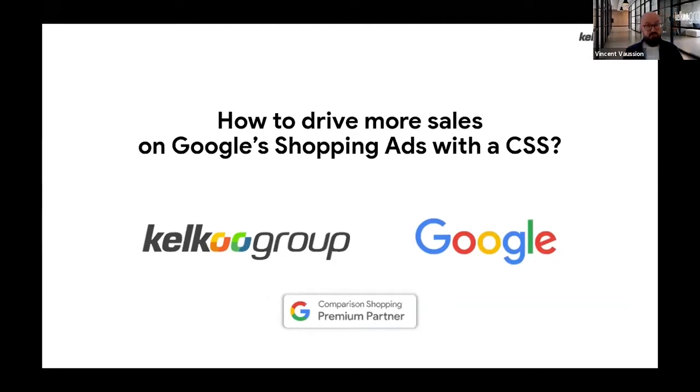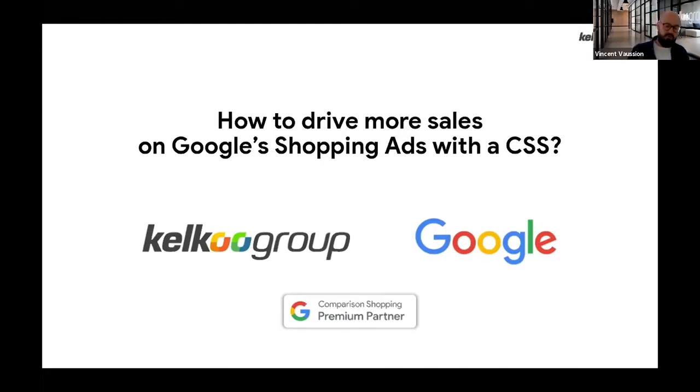What's in it for me? Well, what's in it for you is the improvements that a CSS can bring to your shopping ads campaign. And this is exactly what we're going to talk about today: how a CSS can improve your shopping ads campaign. To do so, we've separated this webinar in two parts. The first part will be by Google, where Google explains shopping ads, how it works, and the different products that you have. And in the second part, I will talk to you about how Kelkoo can very concretely improve your performance on shopping ads.